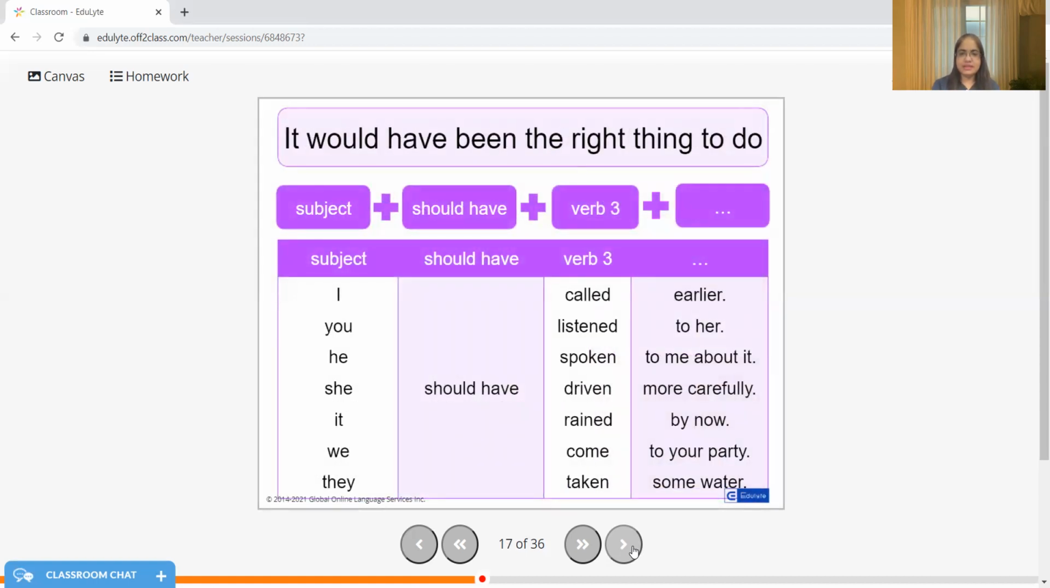So as you can see in this chart, the subjects that are mentioned on the left, I, you, we, they, with them we can use should have when I am trying to suggest you about a certain activity. And the verb will be in third form because with should I am using have. So my sentence would be like this. I should have called her earlier. You should have listened to her. He should have spoken to me about it. She should have driven more carefully. Like this, you can make up your own sentences.